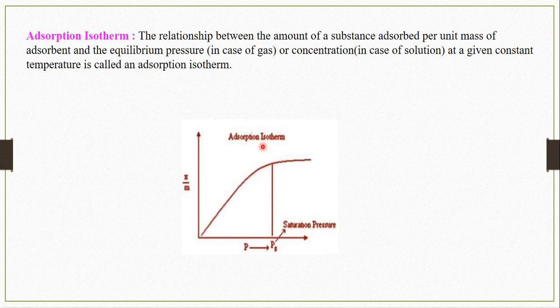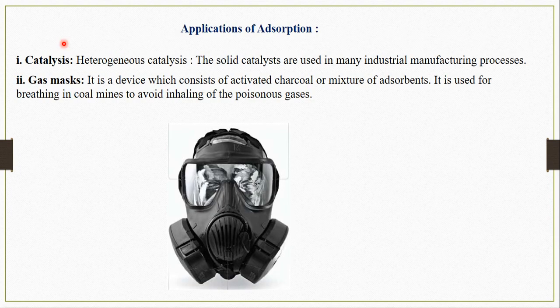So with the help of this graphical representation you can see the relationship between the amount of substance adsorbed per unit mass of the adsorbent. This is called an adsorption isotherm. Then we'll see the application of adsorption in day-to-day life, how this adsorption is applicable or useful.